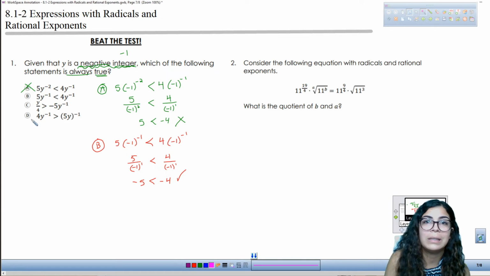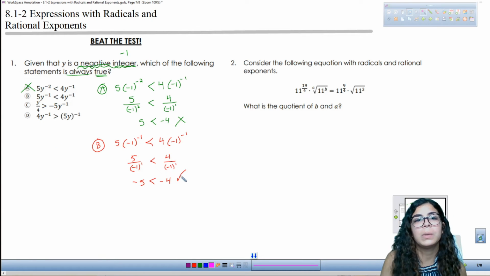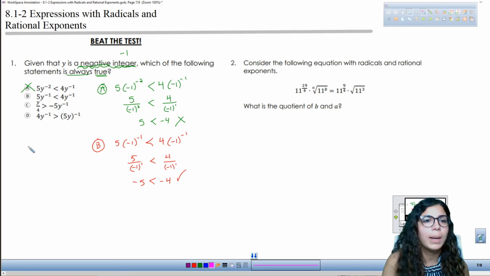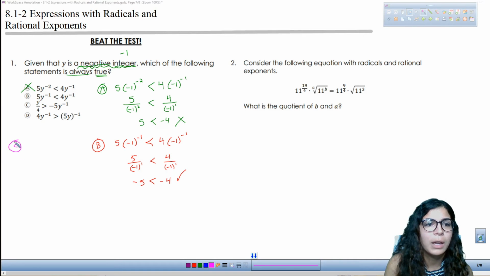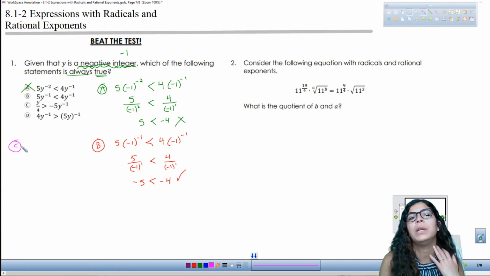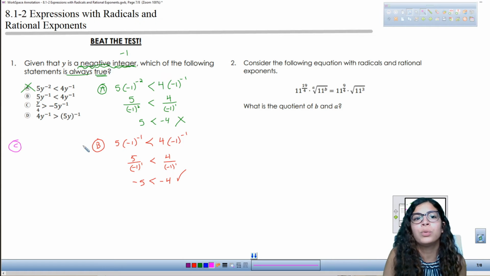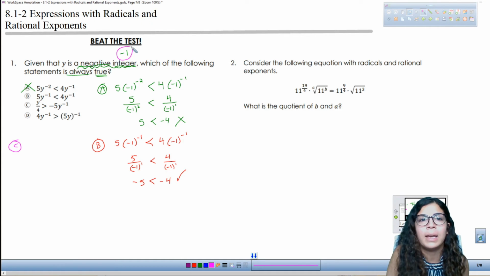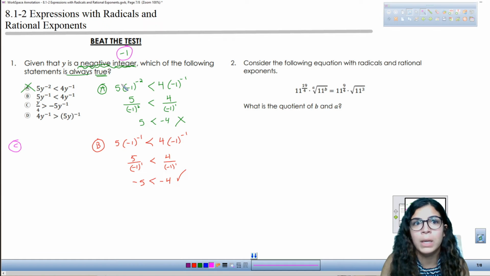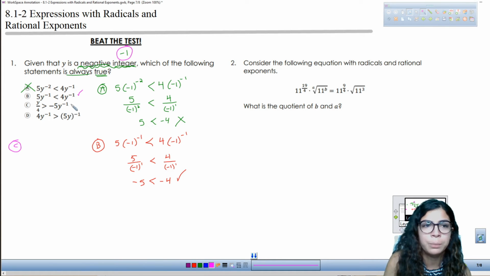Let's check C and D to make sure that this one is the only one that is true, because it might be that it works for -1, but it might not work for, let's say, -50 or -100. So let's go ahead and check C and D as well. If both of those are also false, then we know by default B is the only true one when we checked this one negative integer.